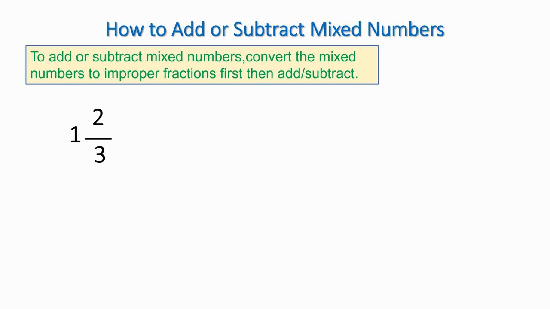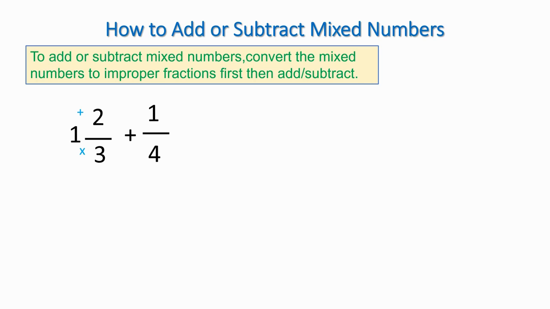This is a mixed number. And add that to 1/4, which isn't a mixed number. So we need to change the mixed numbers into improper fractions. So as a rule, we multiply the denominator by the whole number. So that's 3 times 1. And then add to the numerator, which is 2.